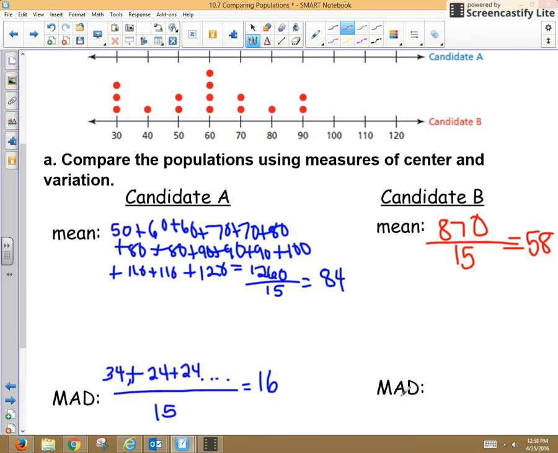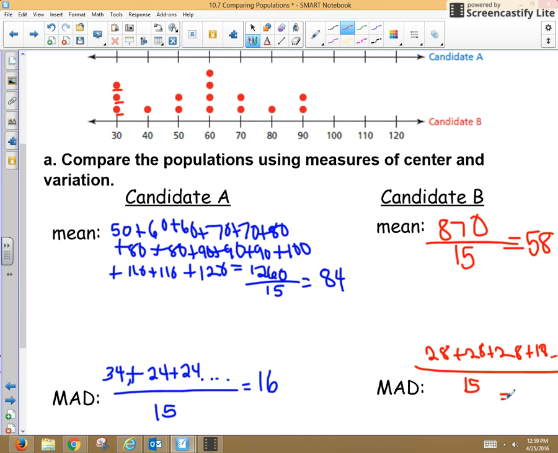So to calculate the mean absolute deviation, this time we're looking at each value and subtracting it from 58. So 58 minus 30 3 times. So that would be 28 plus 28 plus 28, or 28 times 3. And then 40 from 58 is 18. And you would do that with all 15 values, divide by 15.